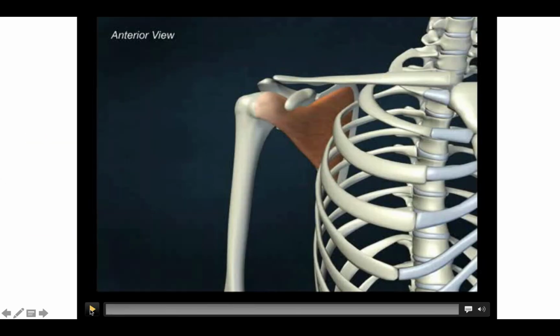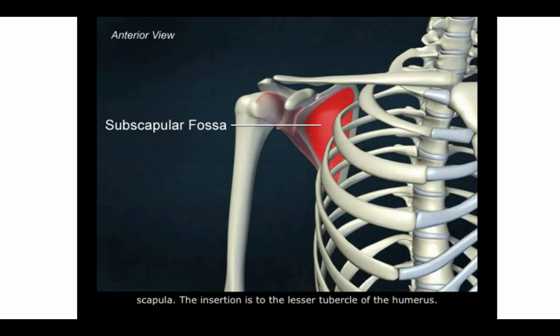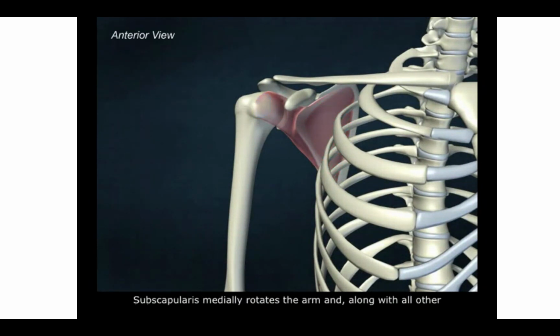All right, let's take a look. The origin of Subscapularis is from the subscapular fossa of the scapula. The insertion is to the lesser tubercle of the humerus. Subscapularis medially rotates the arm, and along with all other rotator cuff muscles, it stabilizes the shoulder joint. It is innervated by the subscapular nerves.